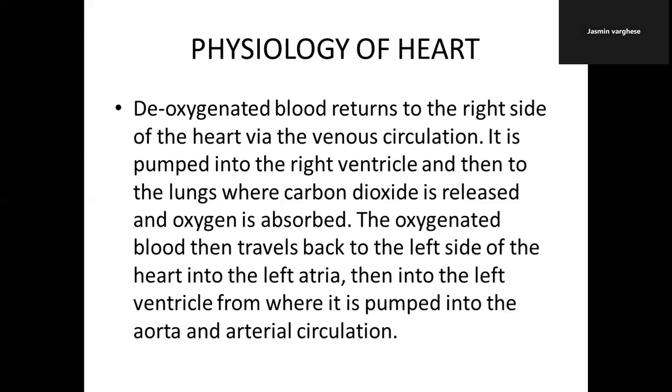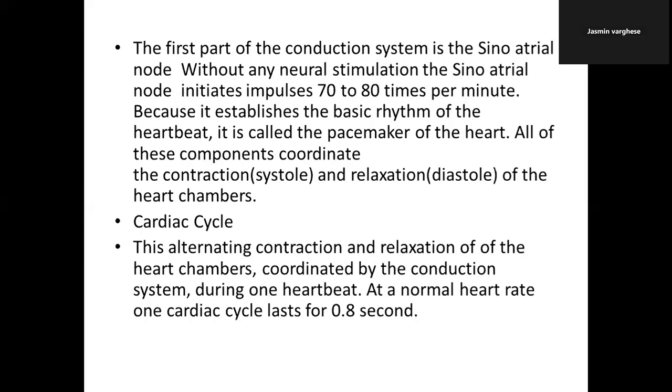Alright, so deoxygenated blood is coming to the right side of the heart. From the right side it will go to the lungs. From the lungs, purification will take place and oxygenated blood will come to the left side. From the left side it will go to the left ventricle. I've told you the left ventricle is a bit large and strong compared to other chambers because all the oxygenated blood will travel back to the left ventricle, and from the left ventricle it is pumped into the aorta and to the arterial circulation.